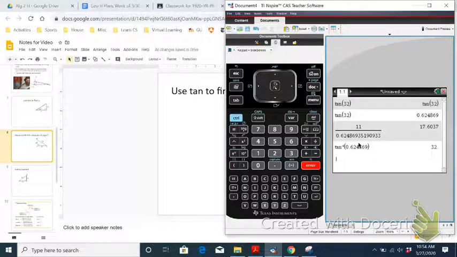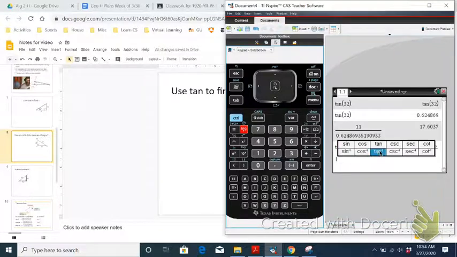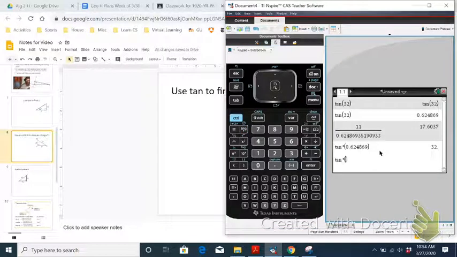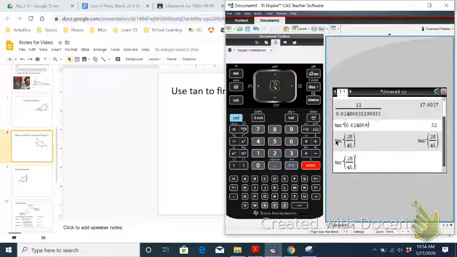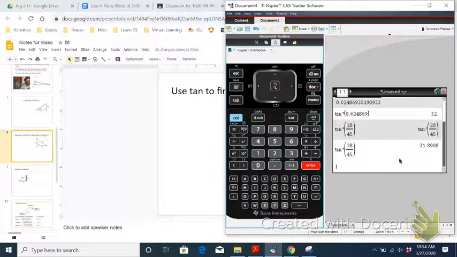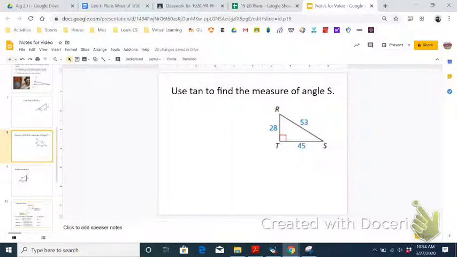All right, so now if I do the tangent inverse for this question that we started on, the tangent inverse of, what was it, 28 over 45. If you have to, hit Control Enter because it's going to give you an exact answer. We get 31.8. Now let's look and see if that makes sense.